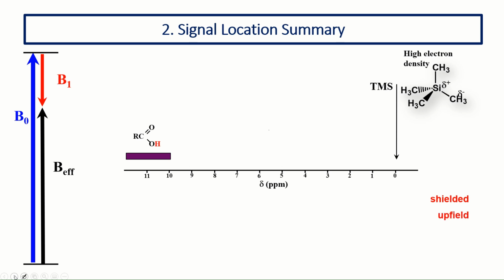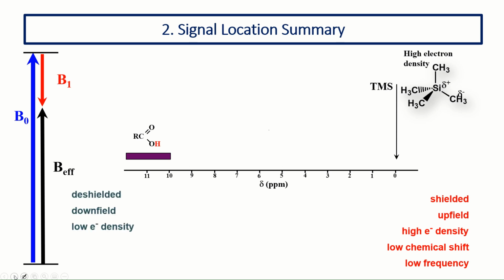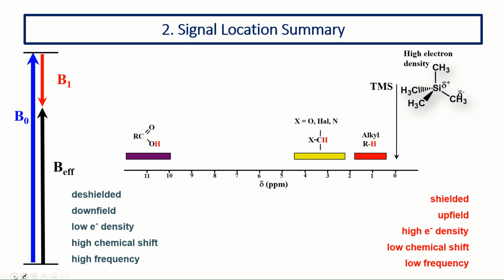So in the shielded region, of course, we can say our proton is highly shielded, upfield, high electron density, and this is in the lower chemical shift region. And of course, it's resonating at low frequency. In contrast, on the left-hand side, we say we're downfield. So our aliphatics will appear at 1 to 2, and of course, if you add some halogens to it, that increases the deshielding effect.